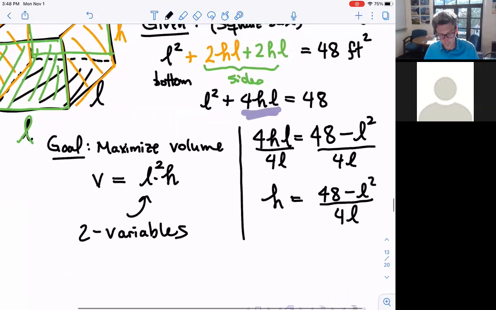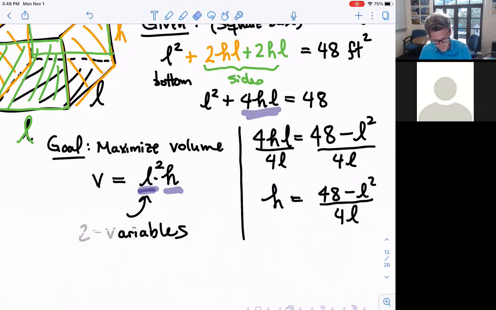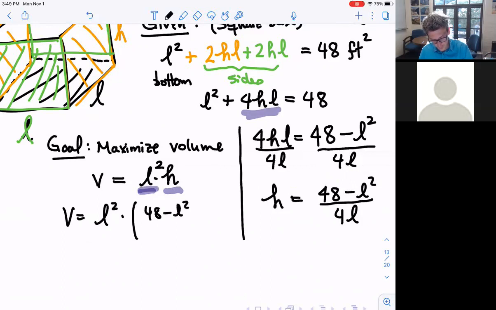So our goal was to maximize volume. And at the moment we had the volume, we had simplified it down to length times width. Those are the same, so that was length squared. And then we need to multiply by the height. And now we can actually use this expression here to get all of this into one variable. So this is V equals L squared times (48 minus L squared) over 4 times L.